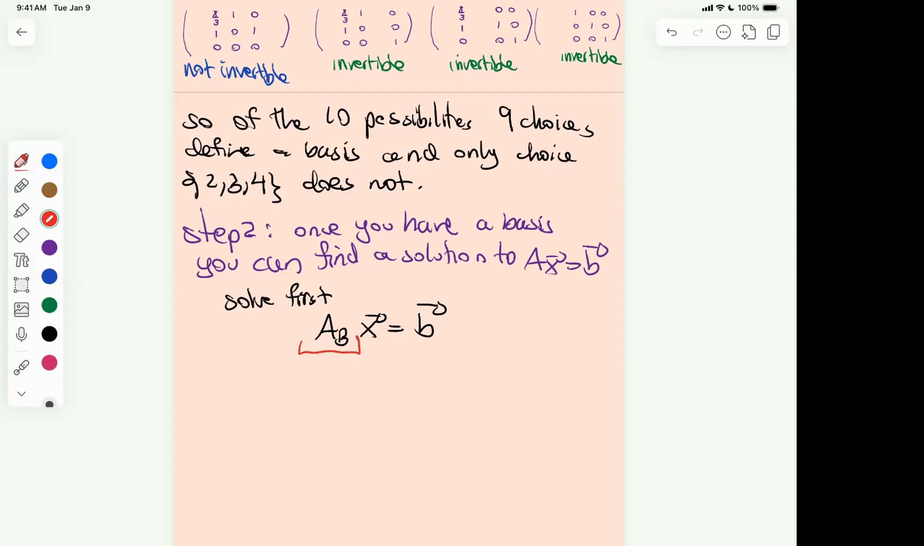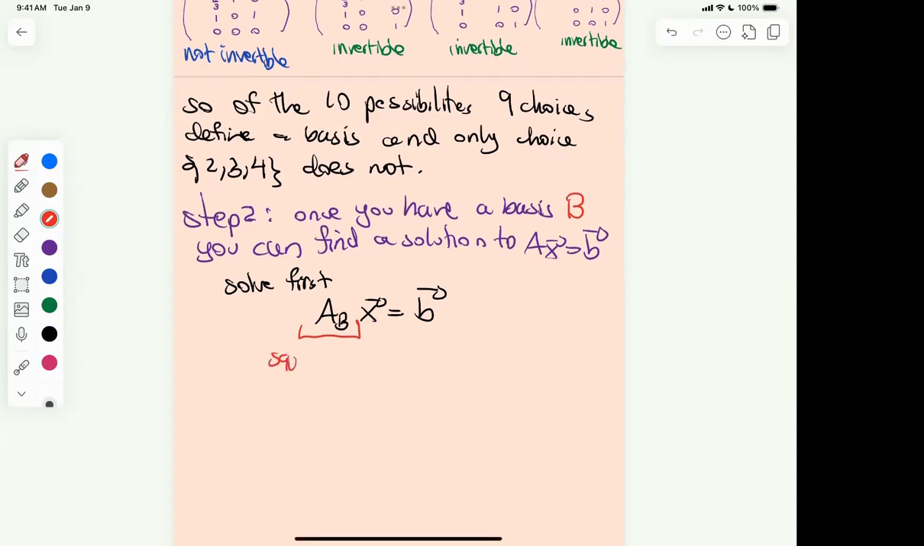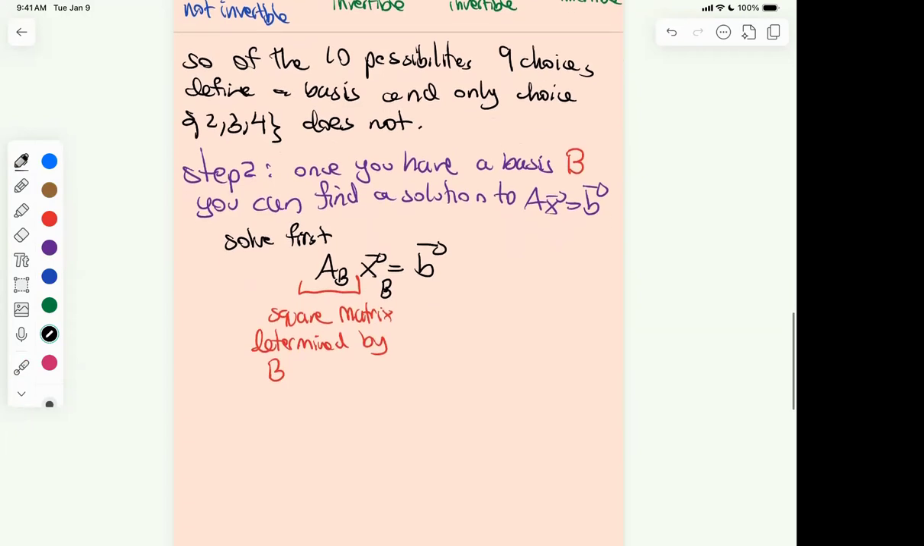This is the matrix that you get corresponding to the choice of basis. Let's call the basis B. So this is the square matrix determined by the basis. And let's call this X sub B. These are the variables, also determined by the basis, and I'll explain what I mean by that. This is the vector of variables determined by the basis.